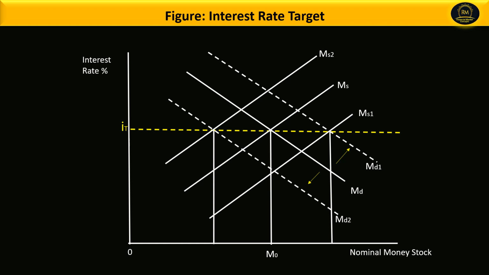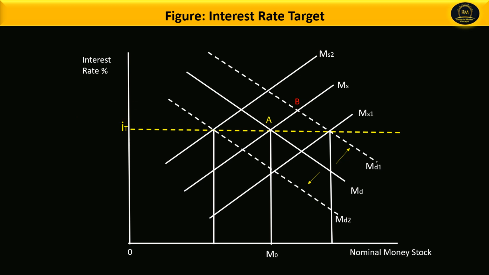So now it is clear that to attain the interest rate target, the central bank has to compromise with the money stock target. As we have seen, in the beginning the interest rate was at IT, at equilibrium point A, and money supply was M0. But with the increase in the demand for money, the interest rate moved high because the new equilibrium shifted from point A to point B.